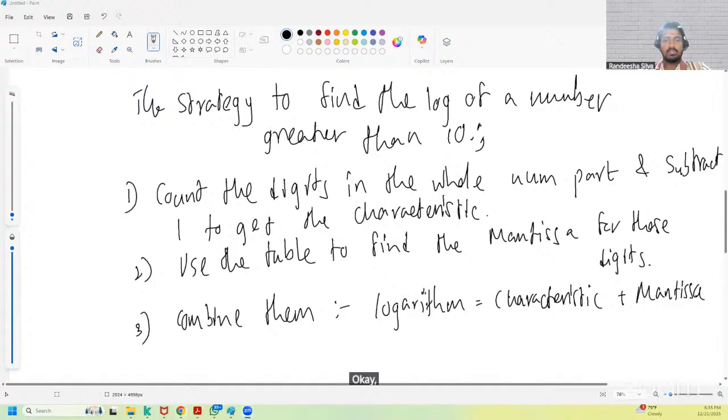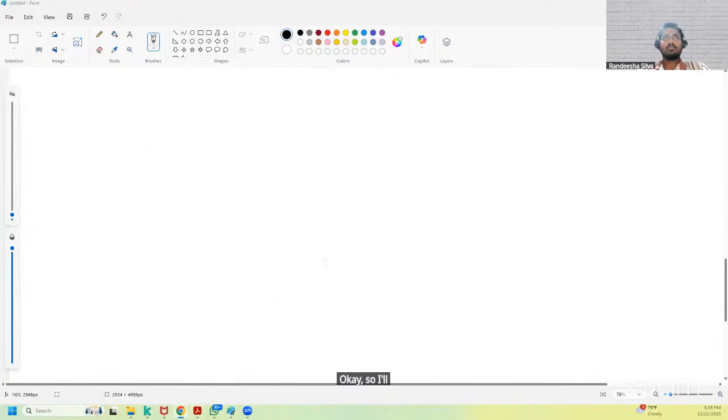Okay, we'll go for an example now. I'll go down here. Our example is basically this. I'll write it like this: lg, which means log to the base 10, of 725.8. You have to find the characteristic first.